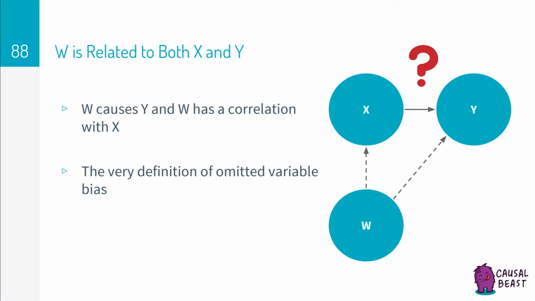This structure should look very familiar, since we covered it many times from earlier modules. This is precisely the case where we have omitted variable bias. We want to include w, if we have data on it, because by including w, we reduce bias due to its omission. Since we often don't know what w is, we don't like this scenario.